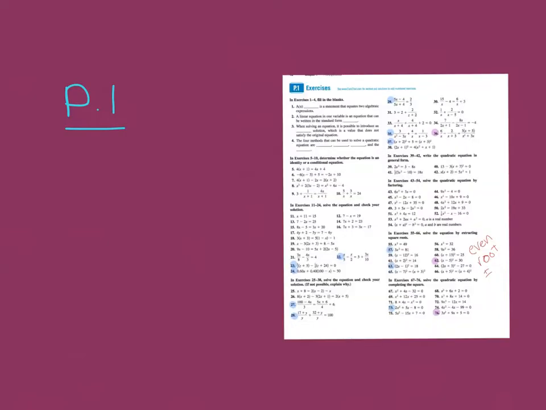This video is going to cover P1, which is the first review section from the prereq chapter of the calculus book. So we start out with basic questions like the ones in this section, which are just solving equations. You want to solve equations with fractions or with decimal points.